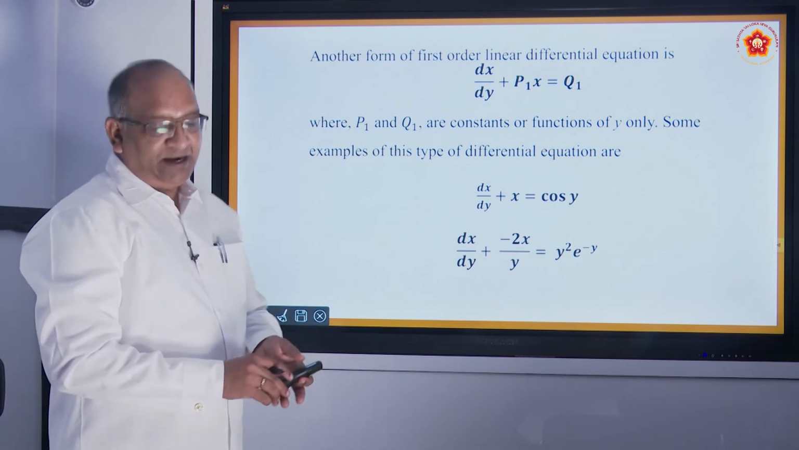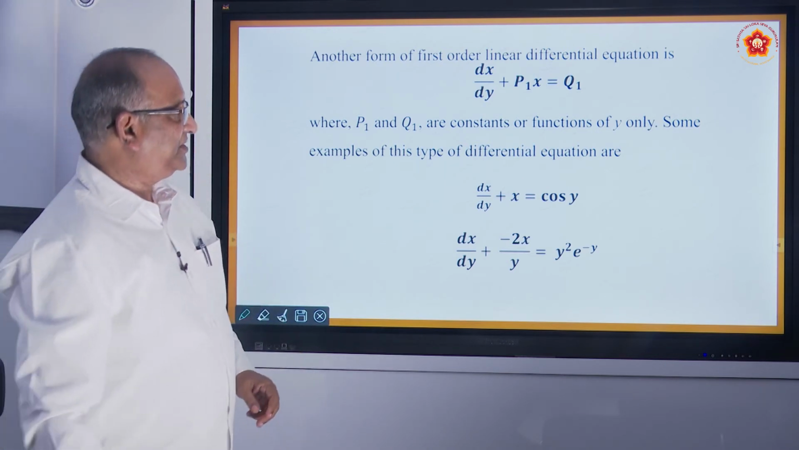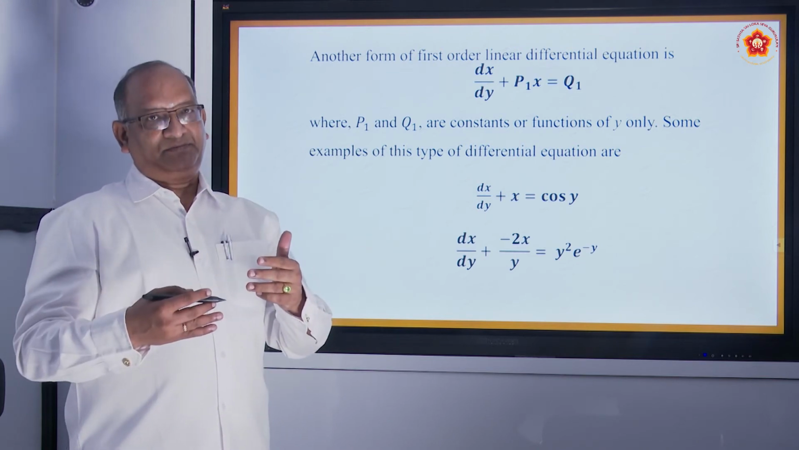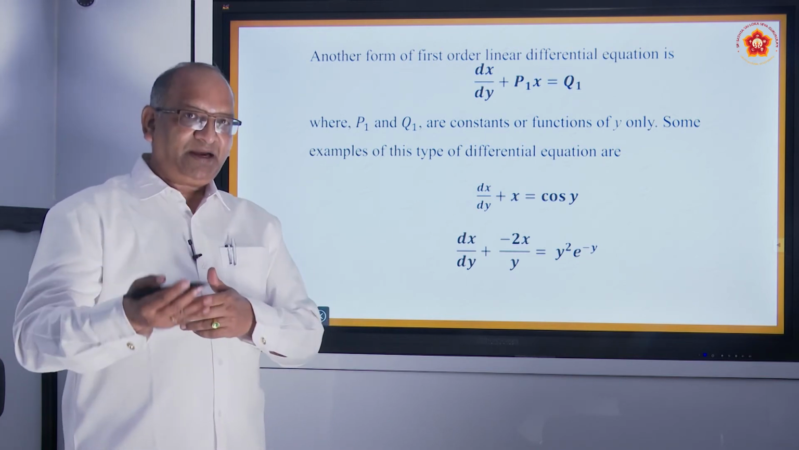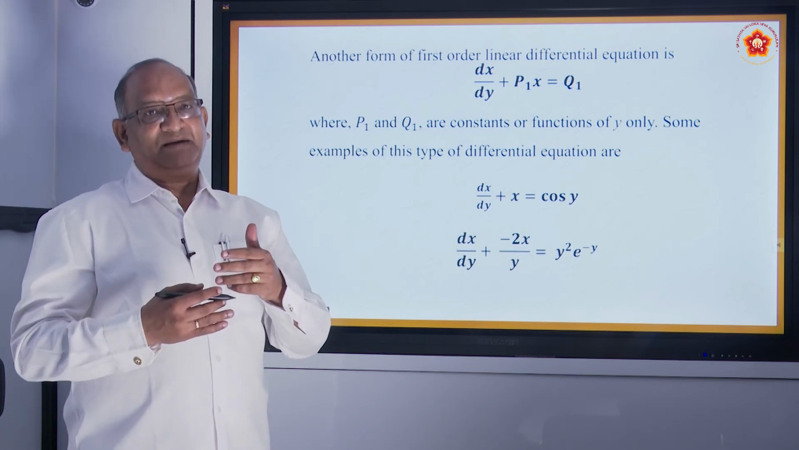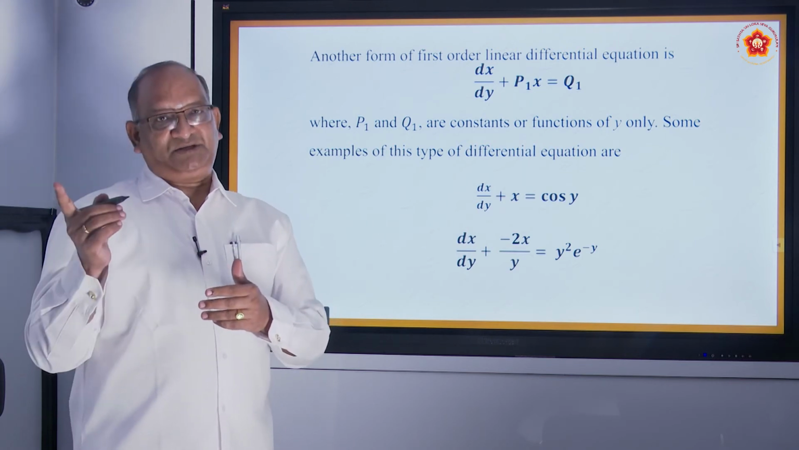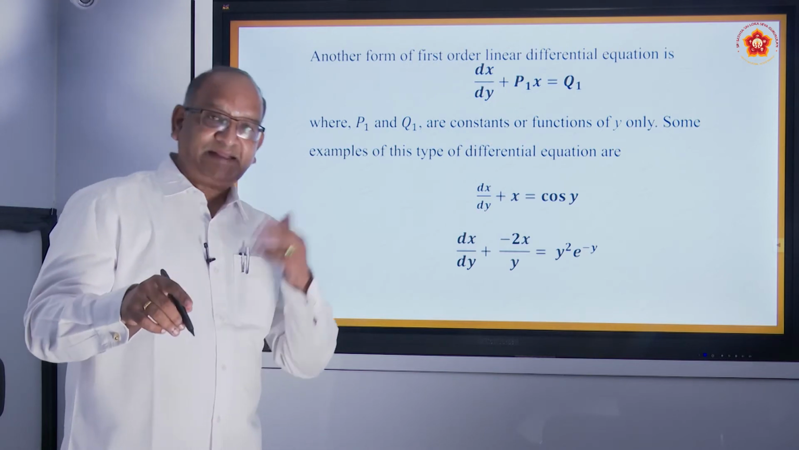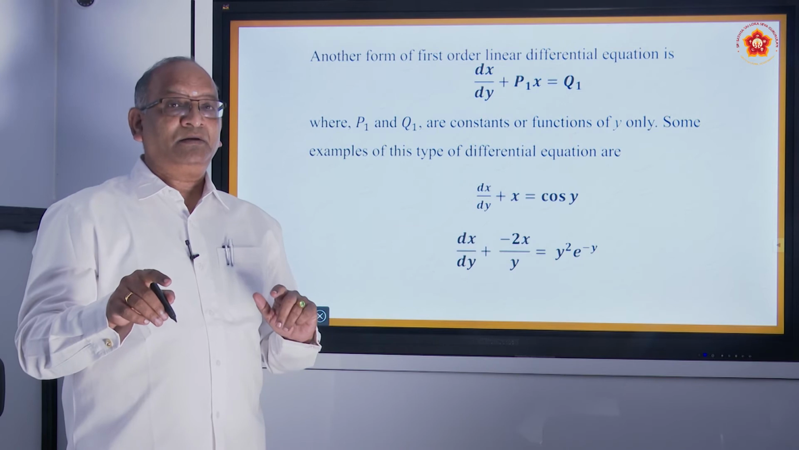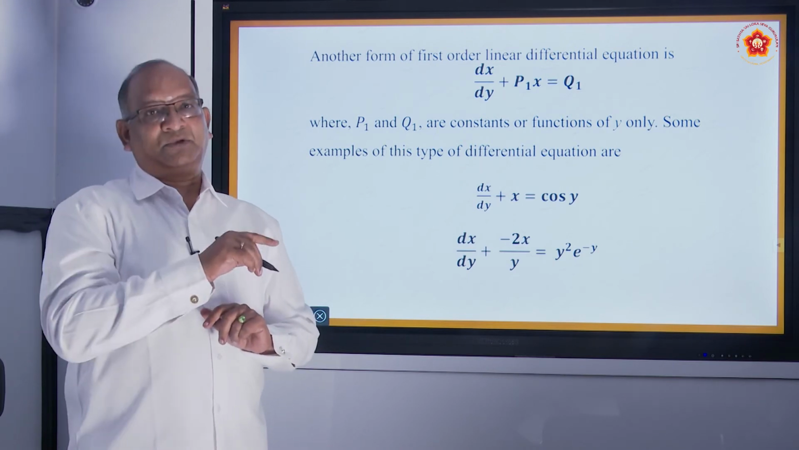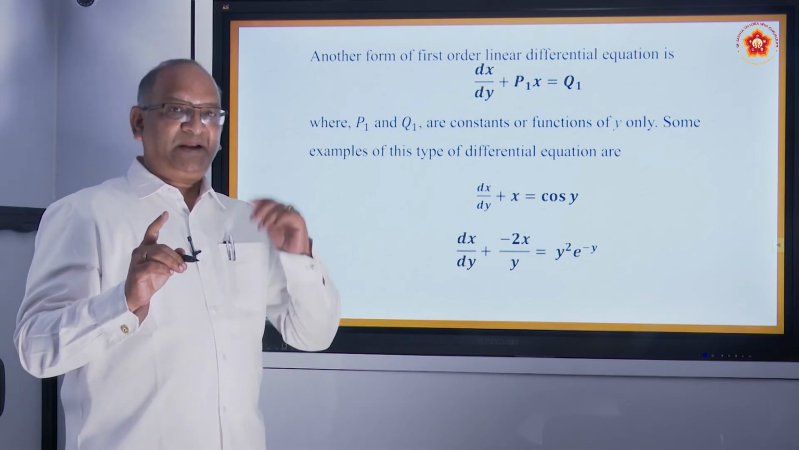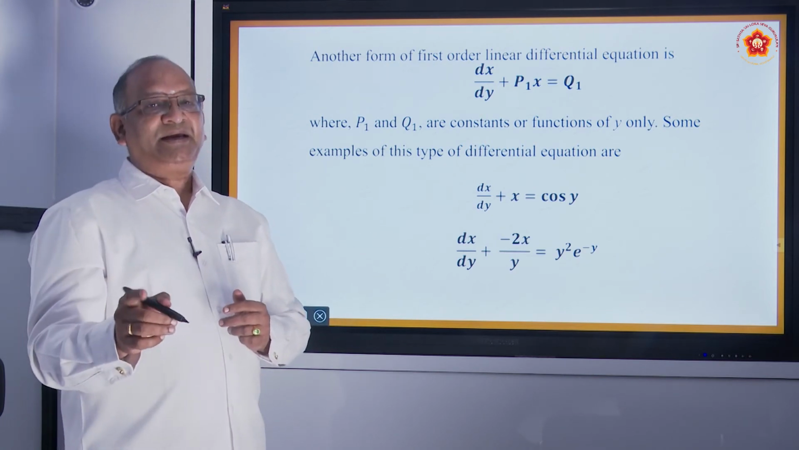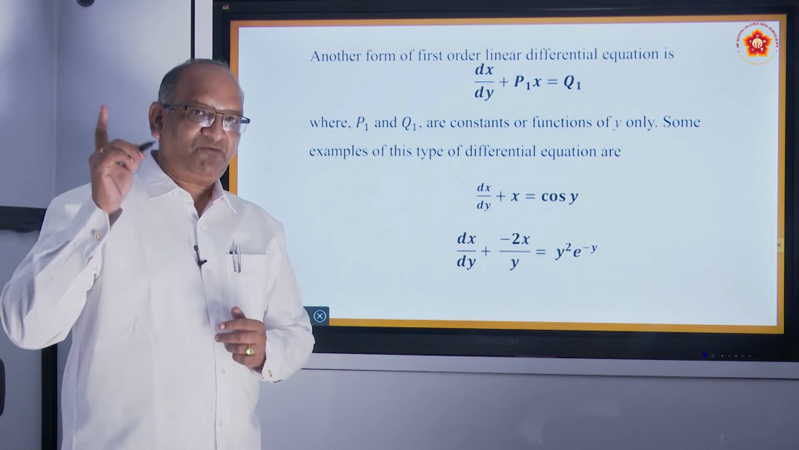Another form of first order linear differential equation uses dx by dy instead of dy by dx, and then the conditions change. We will say P and Q should be either constants like the previous one or functions of y, not x. In the previous case, what was it? P and Q are functions of x only. Here we will say P and Q are functions of y only.